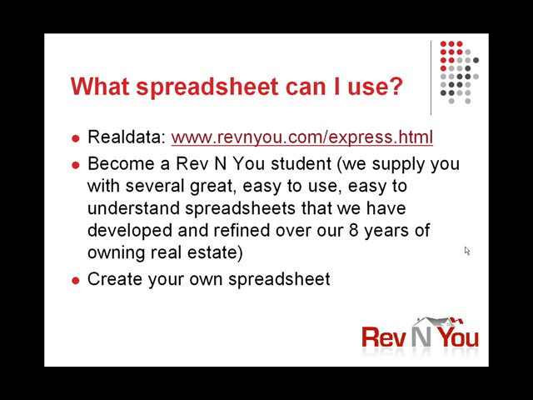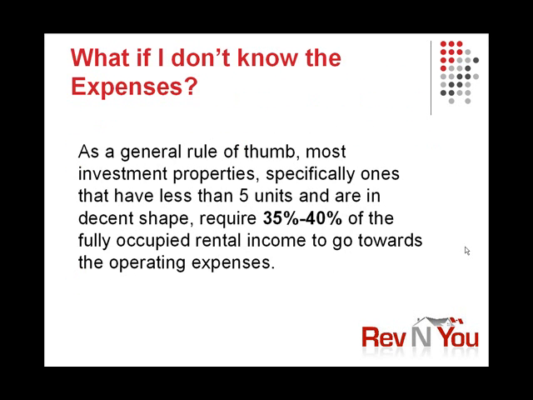Now, if you don't know the expenses, a quick rule of thumb is to use 35 to 40% of the fully occupied rental income. So you can apply that as operating expenses, but again, that's on a fully occupied rented basis for the year. But that's a good general rule of thumb you can use. But always find out the details when you are going to purchase.